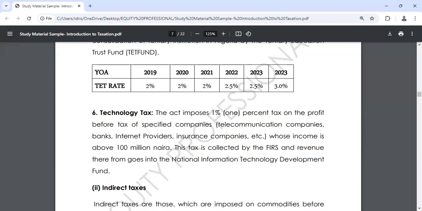Technology tax is collected by FIRS on behalf of an agency called the National Information Technology Development Agency, which we call NITDA. In some textbooks, technology tax is called the NITDA levy.